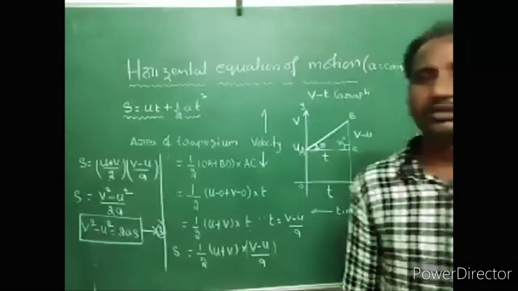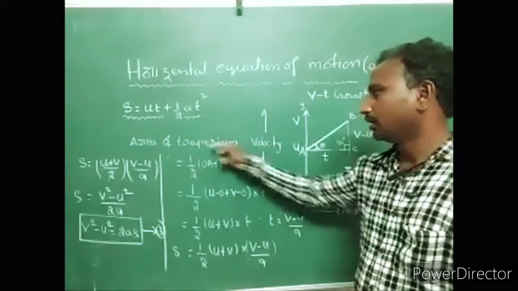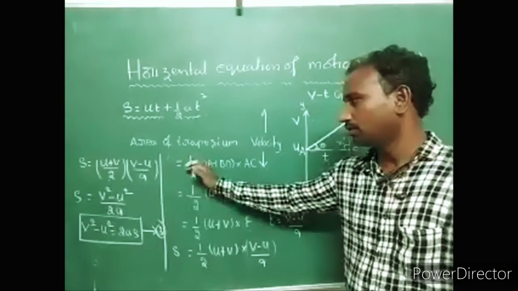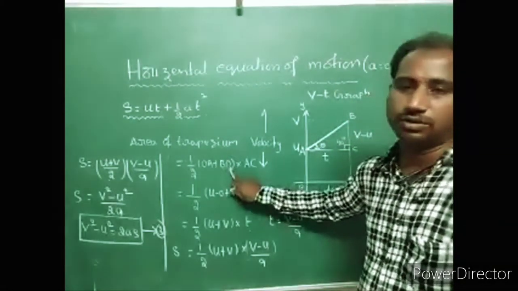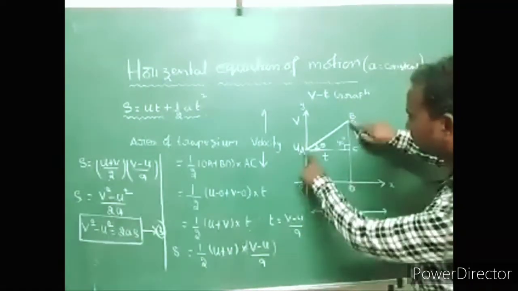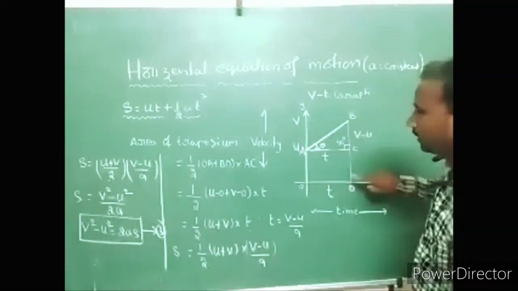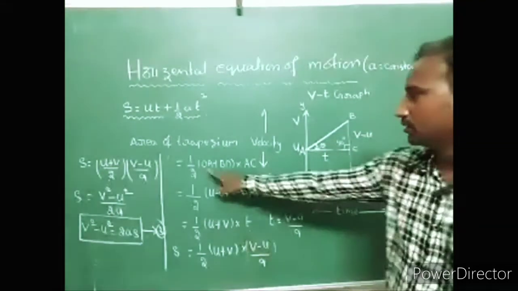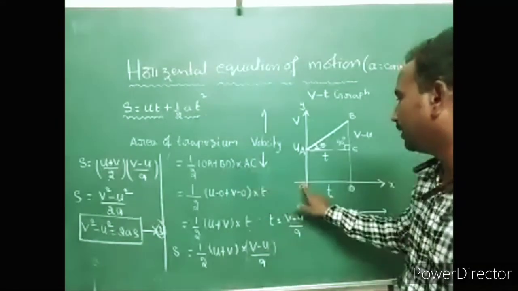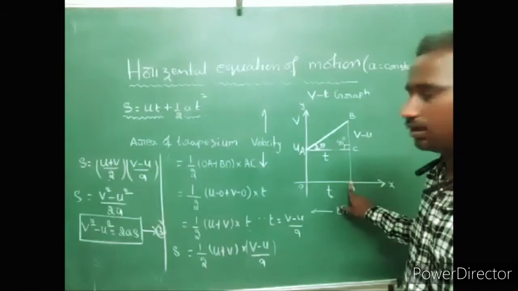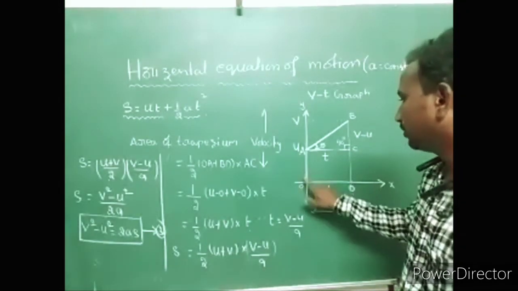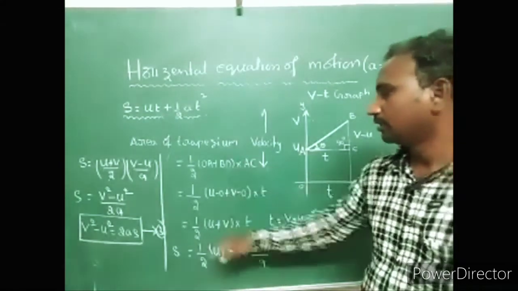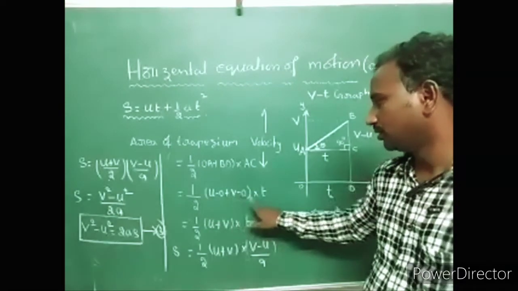No doubts? Note down this information. Listen to this point once. Area of trapezium, what is the formula? Area of trapezium equals half into sum of parallel sides. Don't forget, sum of parallel sides. Here we consider two parallel sides, OA and BD. OA is one parallel side and BD is the other. So the sum of these two parallel sides into the perpendicular distance between them, AC. Now substitute the values: 1/2 into (U minus 0 plus V minus 0) into T.